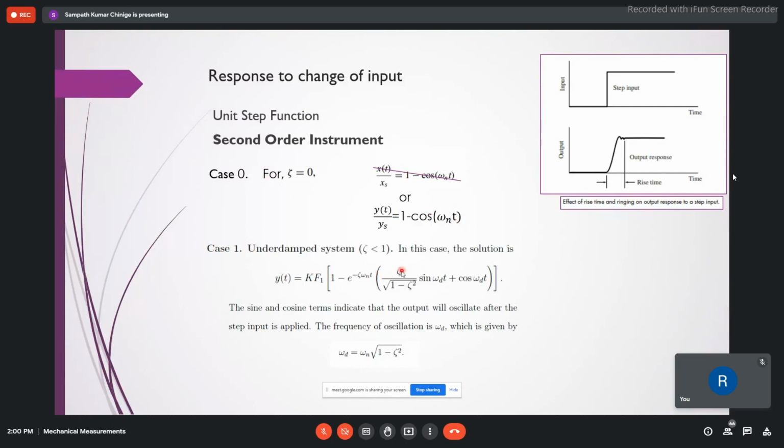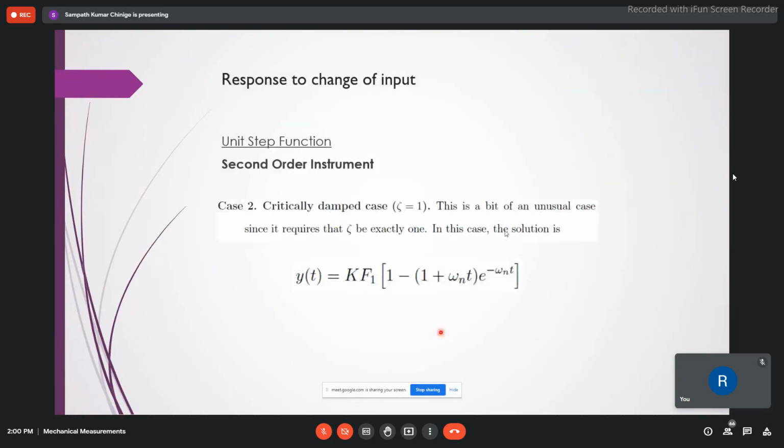If it is an underdamped system, we are getting a solution like this, where you can see that you have sine and cosine waves over here. The sine and cosine values say that the output will oscillate after the step input is applied. Once you apply this, there will be oscillation, and the frequency of this oscillation is given by omega d equals omega n into square root of 1 minus zeta square. So here omega is basically a frequency.